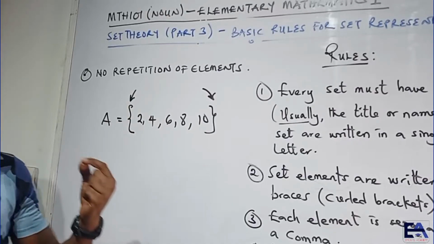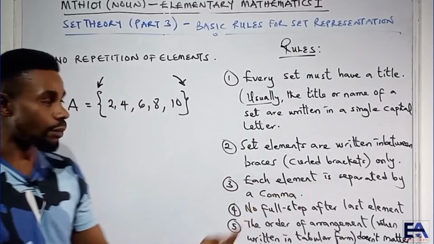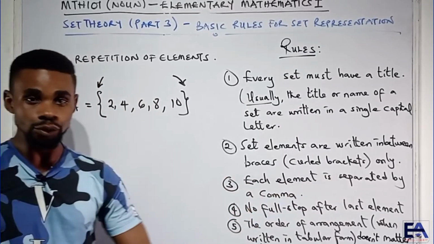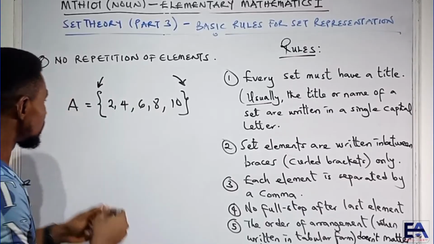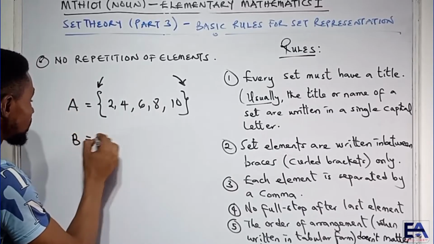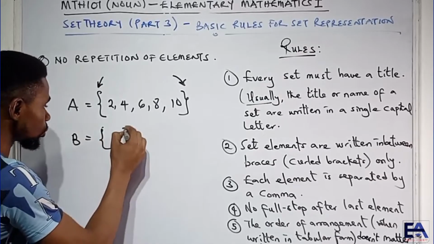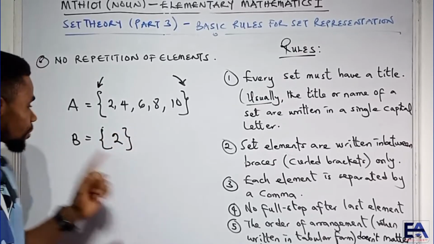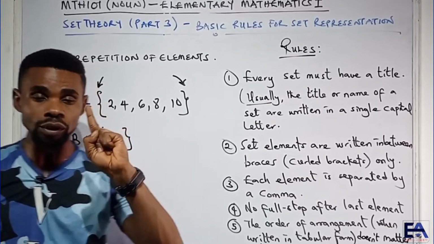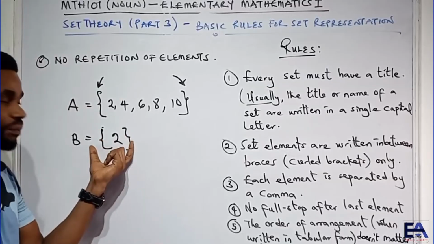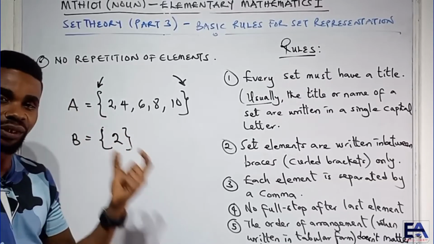Now, each element is separated by a comma, as you have seen me do here. Even if it is a singleton set, that is a set that has only one element, let's say 2, you must write it in between braces, even though it has only one member. That brace is very important to tell anyone that you are dealing with a set.